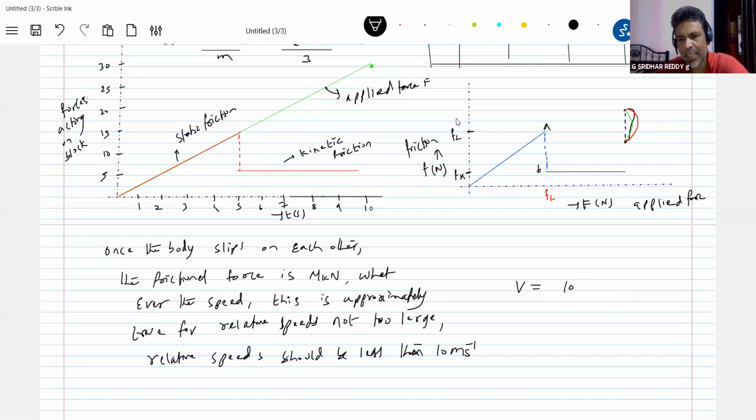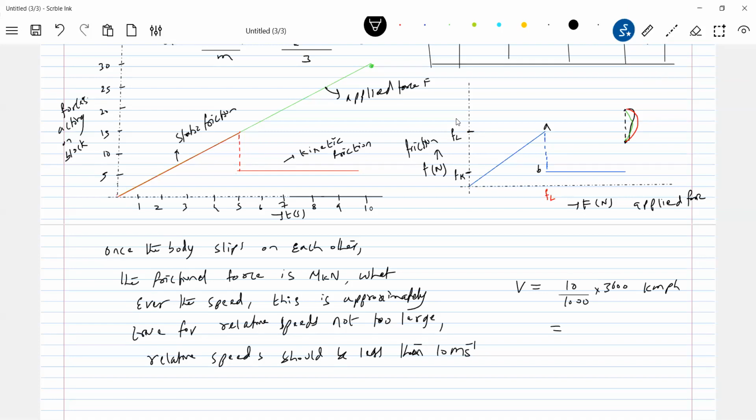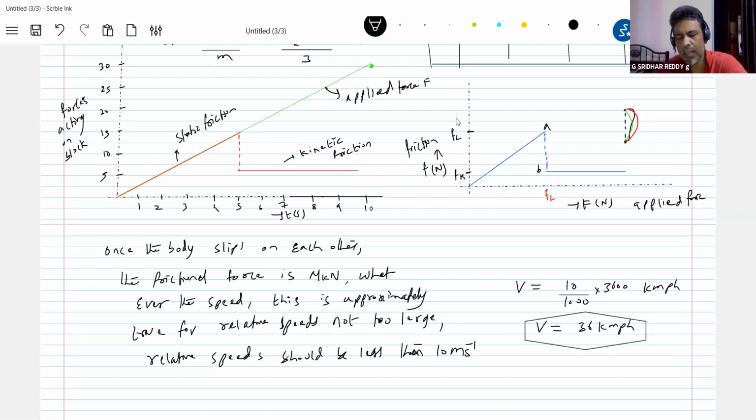Kilometer per hour will be much easier for us, because we ride bikes. 10 meter per second, so I'll bring 1000, and this will be 3600. This becomes kilometer per hour. 36 kilometer per hour, sir. This is the relative motion between the surfaces. When the object is moving at 36 kilometer per hour, this is not a very big speed, not like 200 or 300.